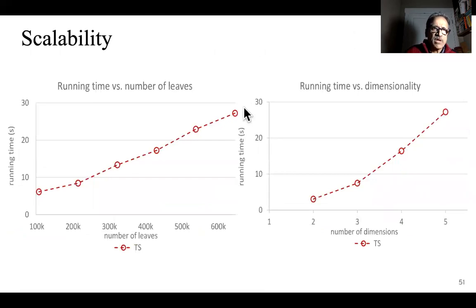And the last set of experiments essentially show that our algorithm scales reasonably well with the number of dimensions as well as the number of leaves, or equivalently the number of cells of the data warehouse.